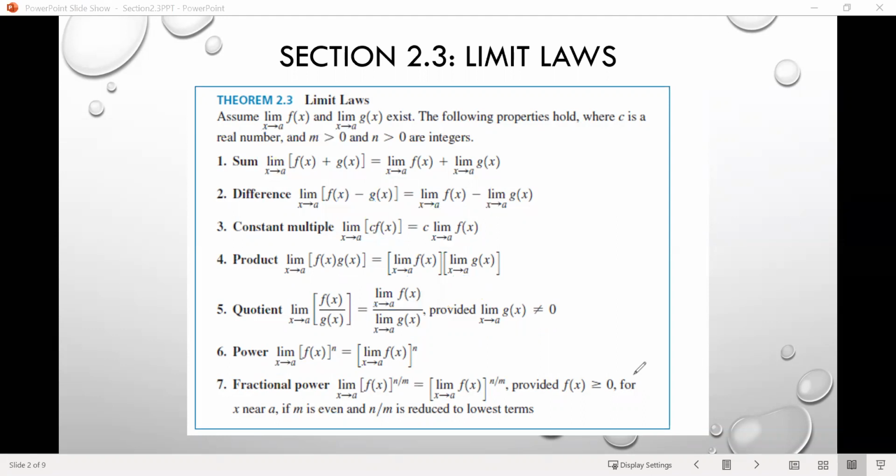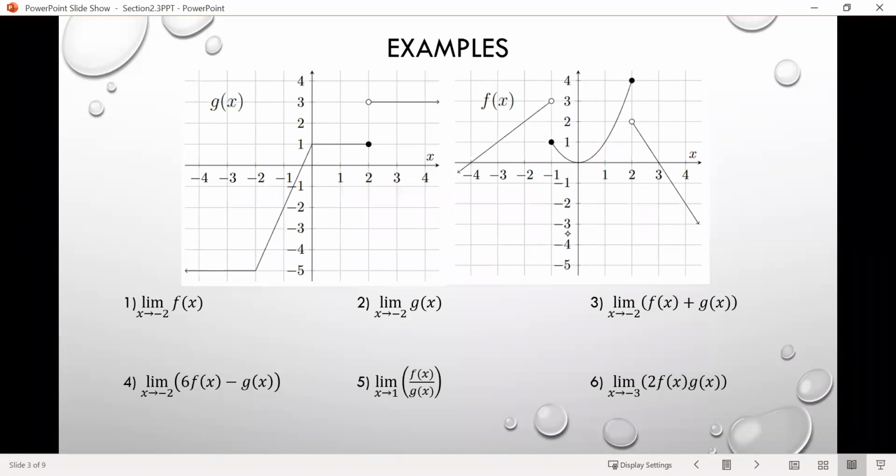Okay, so let's look at how these are helpful for us. Here on this slide, notice that we have two different functions. We have g of x on the left, f of x on the right. And we're asked to evaluate some different limits down there using each of these graphs.